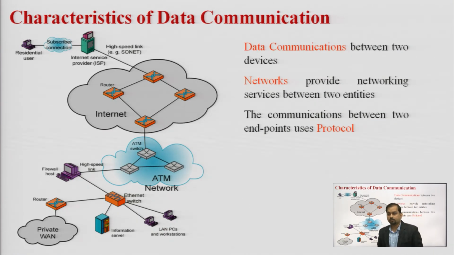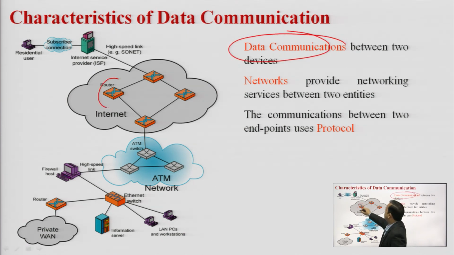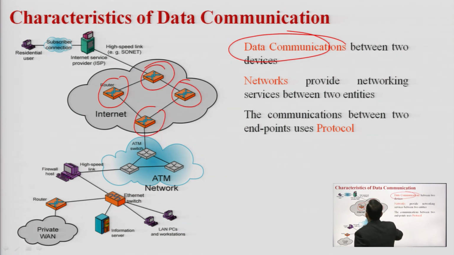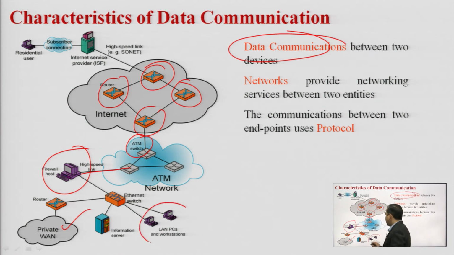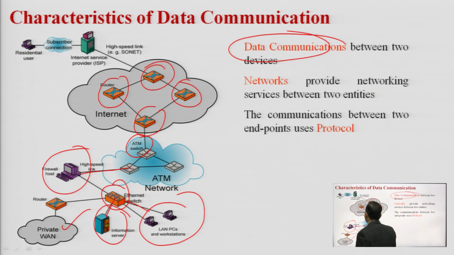Now we have the data communication between the devices. We have, let us say, routers, this is the internet, and these routers are connected with each other with the help of some topology. We have the ATM switch over here, a high speed link, firewall, host, private virtual area network. We have the LAN PCs, connected to the Ethernet switch. This is the information server, which is again connected to the Ethernet switch, and with the help of a high speed link it is connected to a network, something like this.